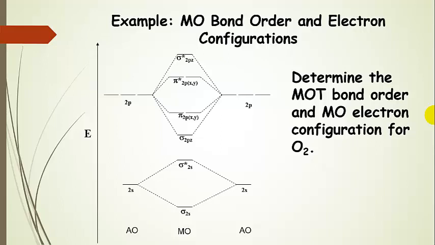Okay, so now let's talk about molecular orbital bond order and electron configurations. So remember from our hydrogen diatomic discussion that we could write a MO bond order, we could calculate that, and we could also figure out the electron configuration by writing down which of the MOs are filled and with how many electrons. So let's go ahead and do an example of that.